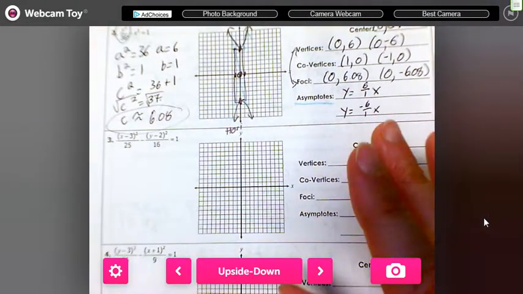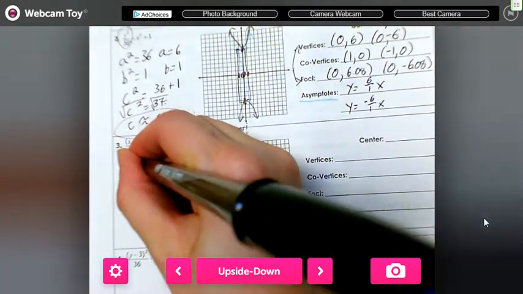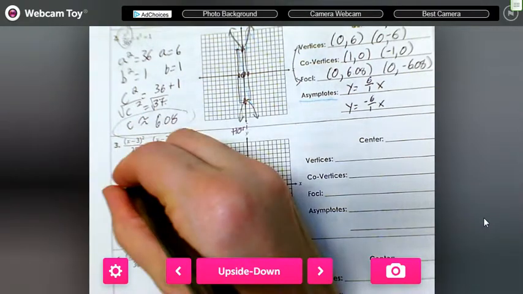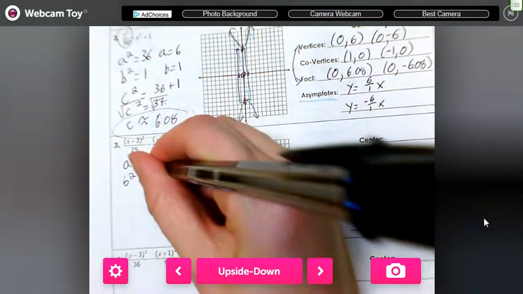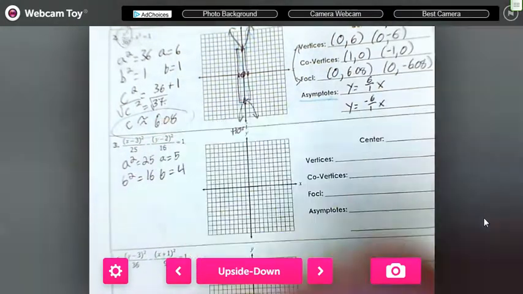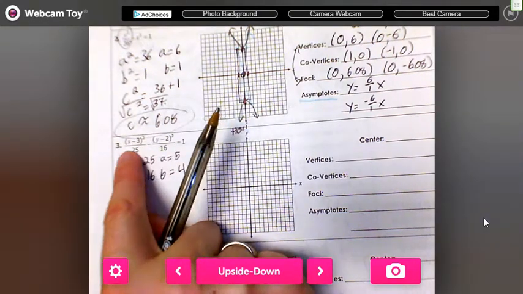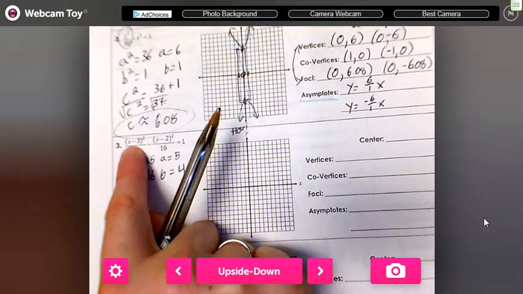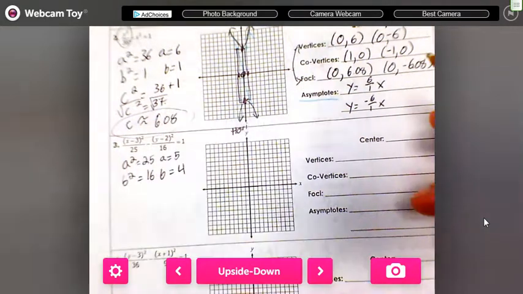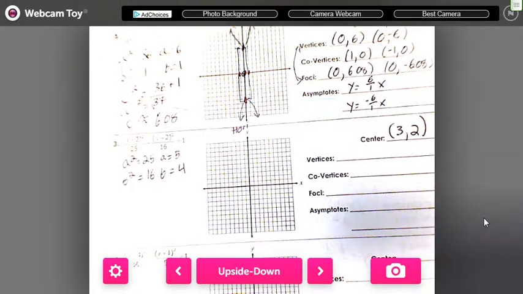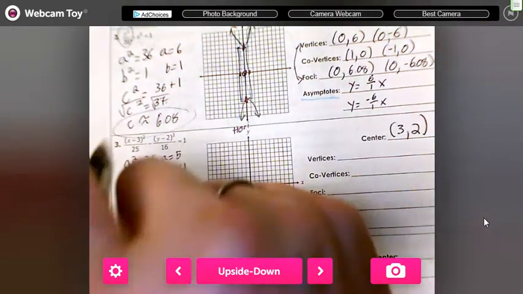Okay? So, now we're going to say a squared equals 25, so a equals 5. And b squared equals 16, so b equals 4. Now, what is x and y being added or subtracted? We've got x minus 3 and y minus 2, so it's the opposite of those, so my center is 3, 2. Everybody sees where I get my center from, right? We've been doing that for a circle, for ellipse, for everything. That's the same.